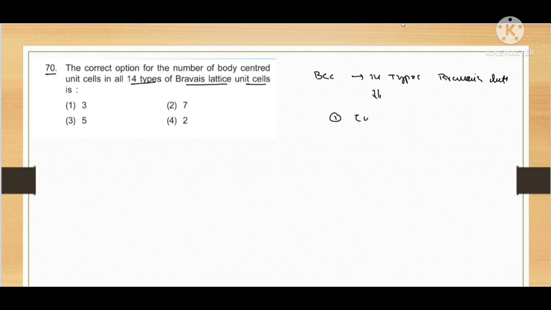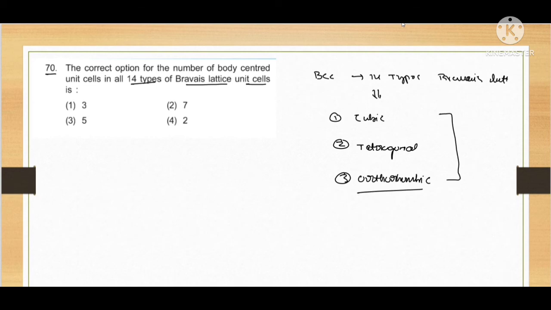The BCC is present in cubic and tetragonal, and the last one is orthorhombic. The BCC is present in only 3 among the 14 Bravais lattice structures. So our answer is 3. Option 1 is the correct one.